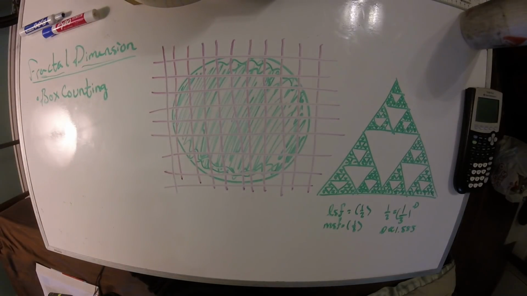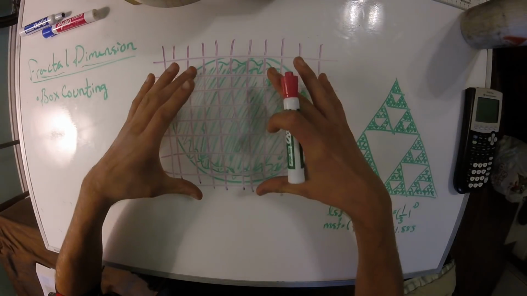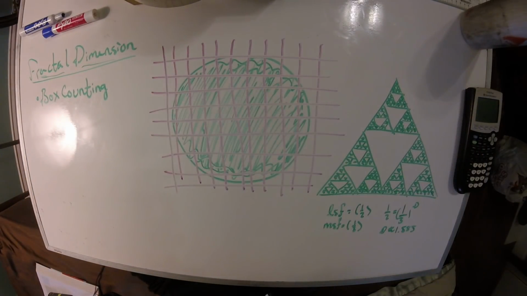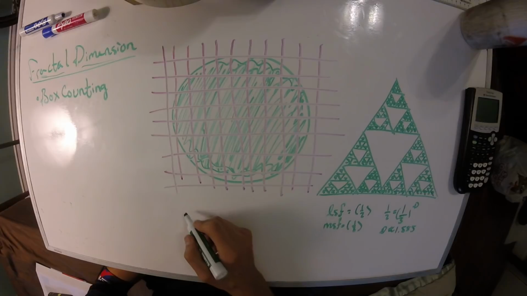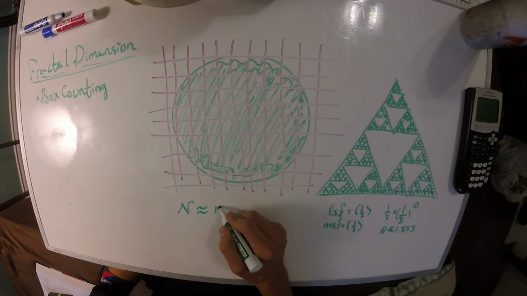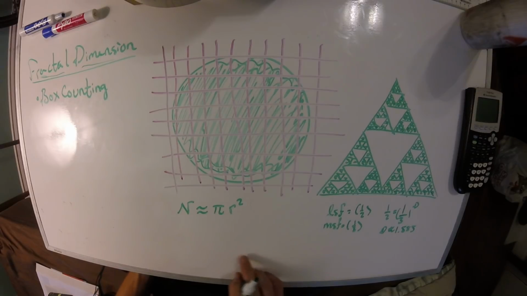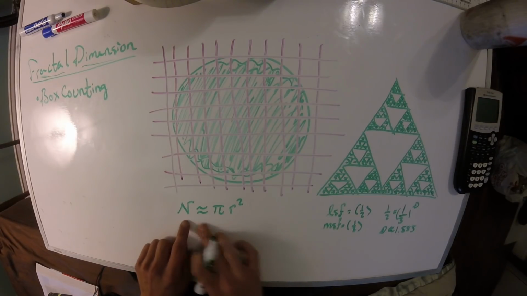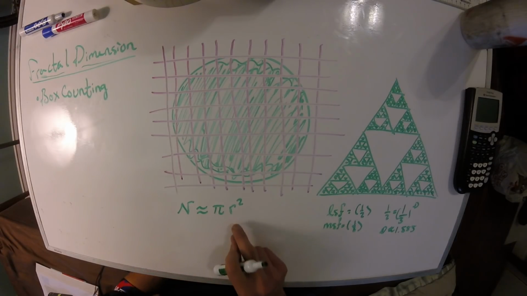And we want to think about how the number of boxes that are touched by the circle would change as we scaled the circle up. Now, in the case of this circle that's perfectly filled in, we would hope that the number of boxes it touches is roughly equal to pi r squared, because that's the formula for the area of a circle. And so this is what we would expect to be true, if the radius of the circle is measured in box lengths, of course.